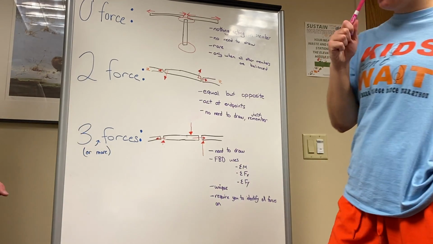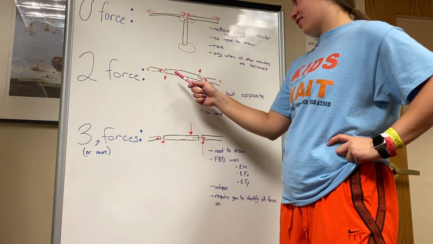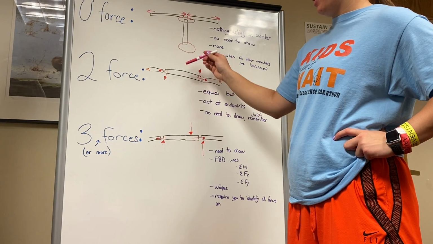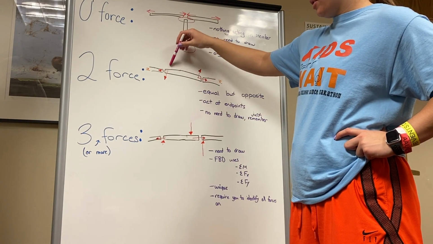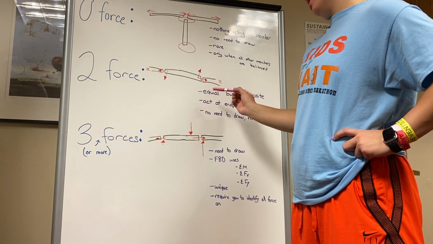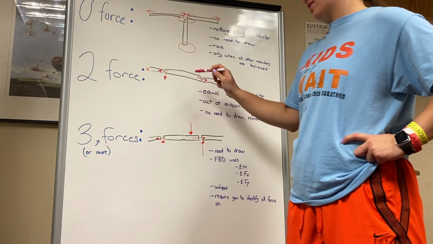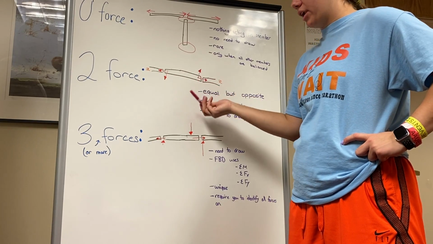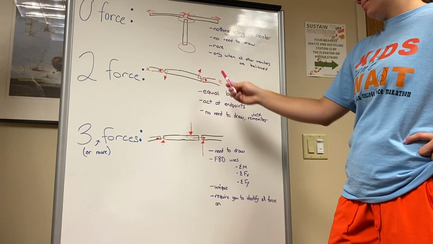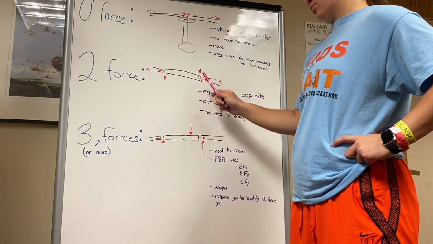Okay, for two force members, we have forces which are equal but opposite. This means that the forces on both ends are equal, but in opposite directions. So there's no need to draw both endpoints, because if we remember it's equal but opposite, we just need to know the direction of one side and we can figure out the other. And it acts on the endpoints.